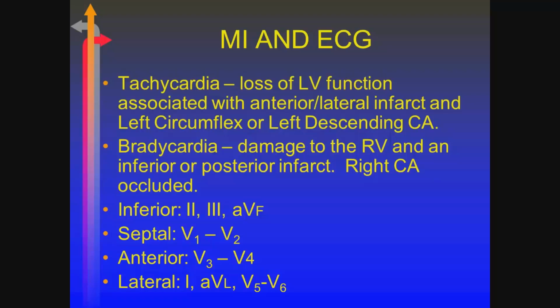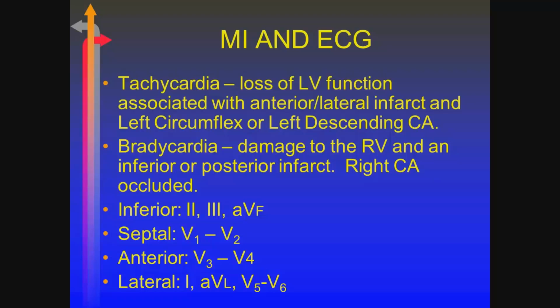But in anterior and lateral infarcts, which are due to the left anterior descending and left circumflex artery becoming obstructed, you'll often have tachycardia. In the case of the inferior wall, and to some extent the septal wall, you'll end up having bradycardia because that impairs the conduction section of the heart.